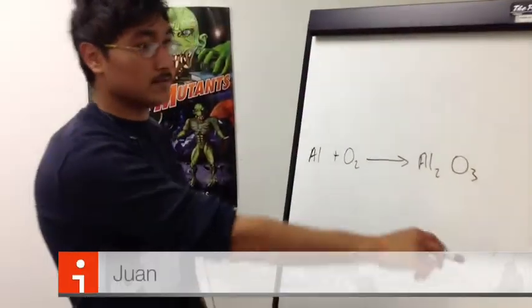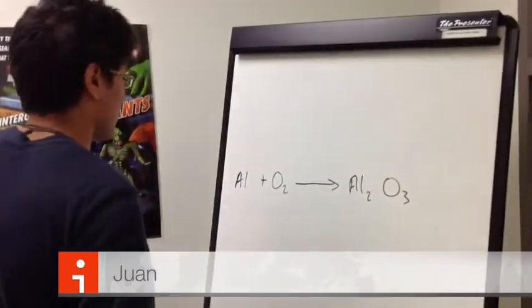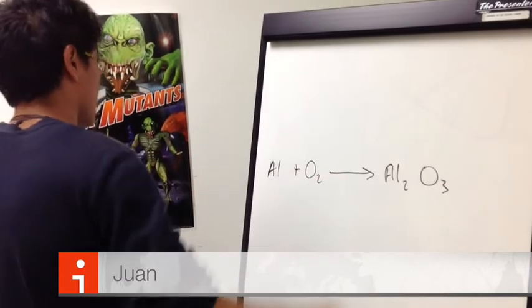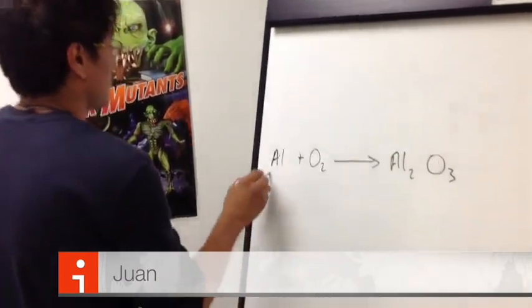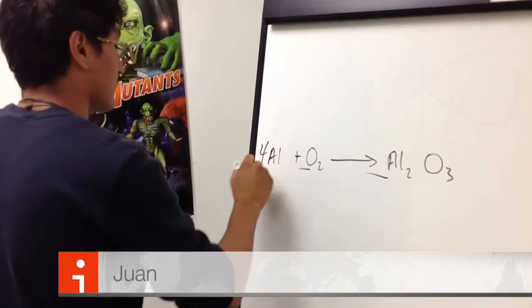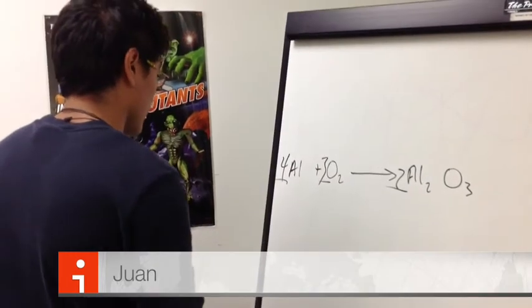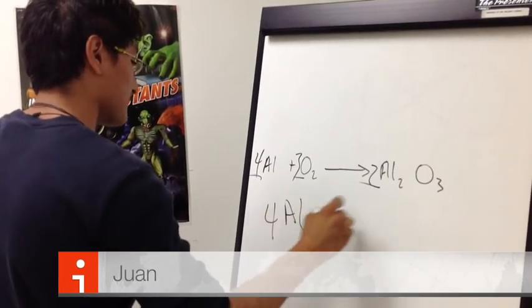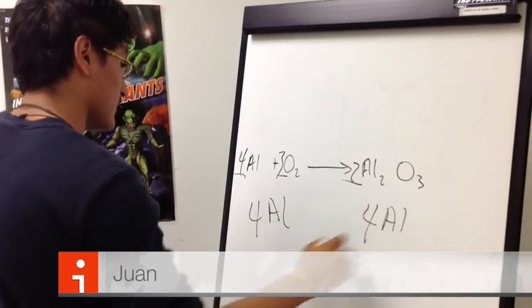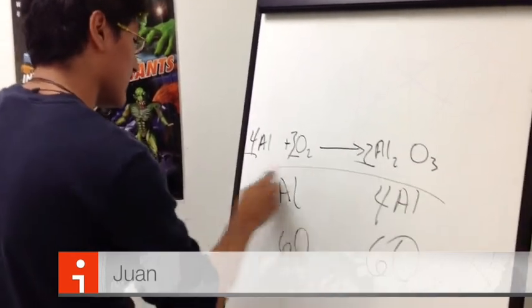Alright, so this is our basic chemical equation. What we do is match the numbers together. As you can see, there's 2 Als over here and one over here, so we've got to match the numbers. 4, 2, 3. As you can see, we have 4 Als here, 4 Als, 6 O's, 6 O's. You balance the equation.